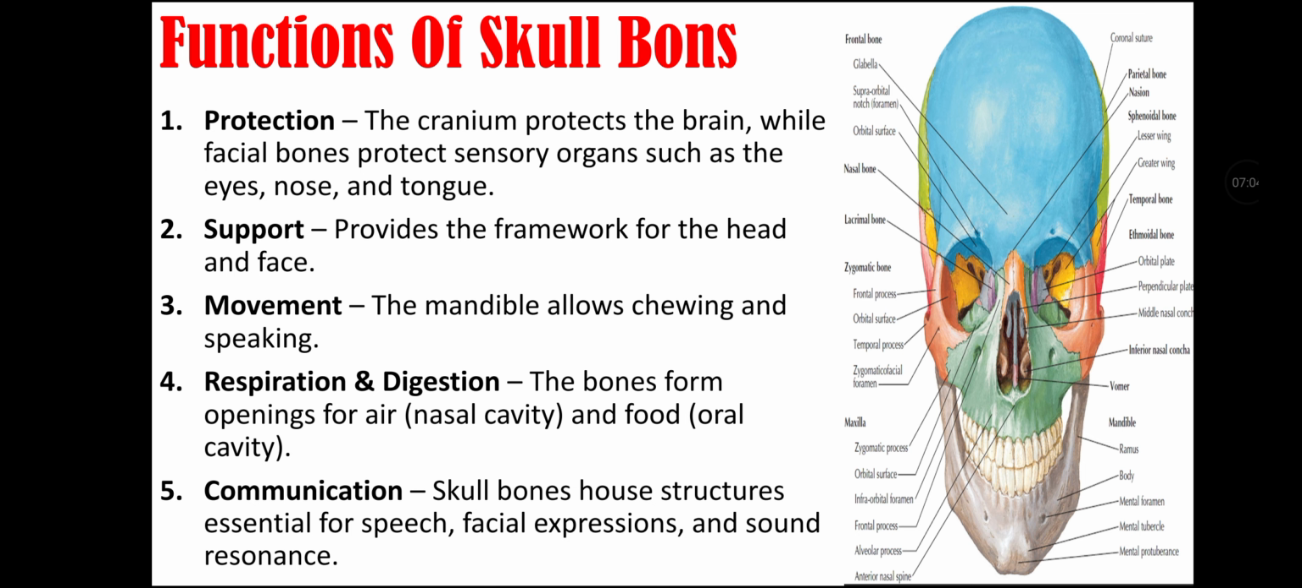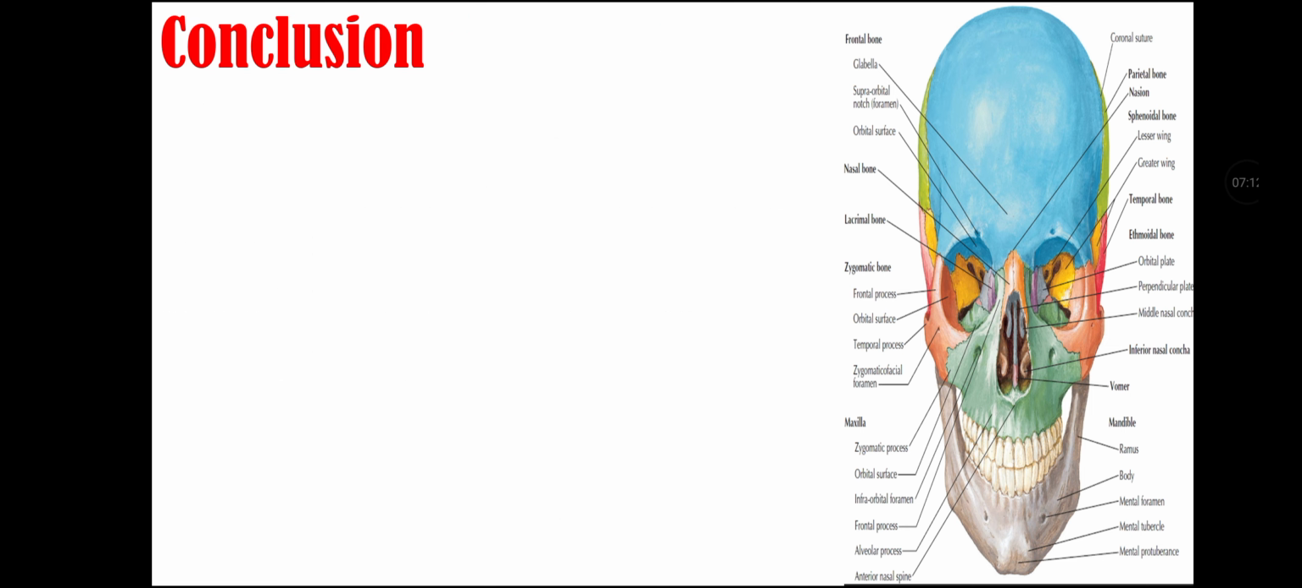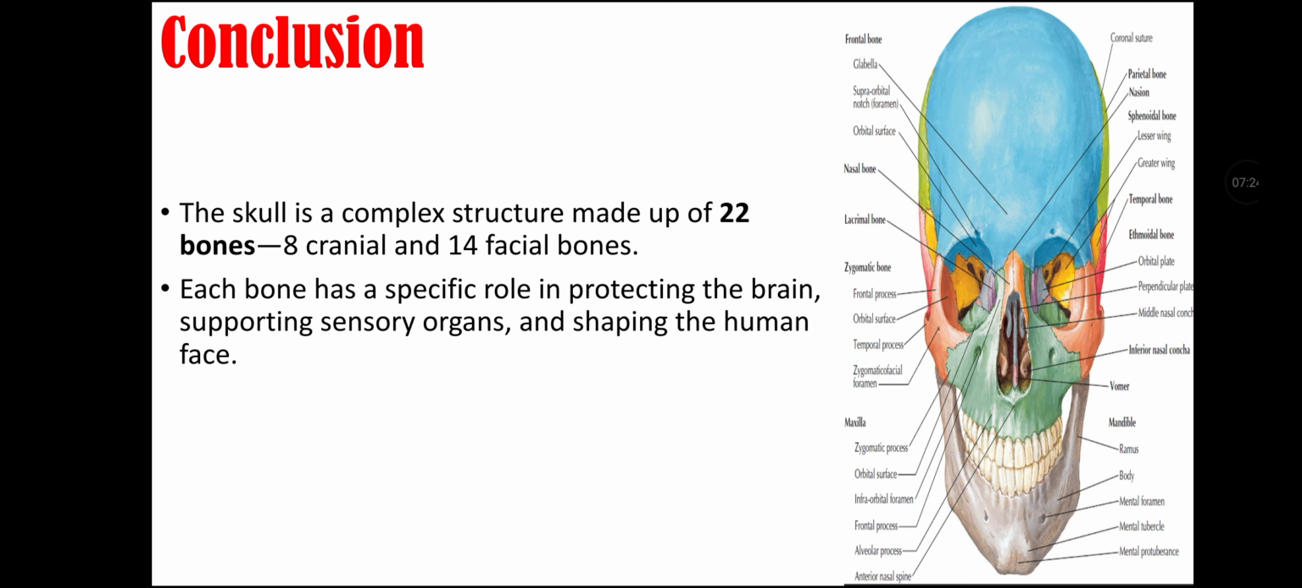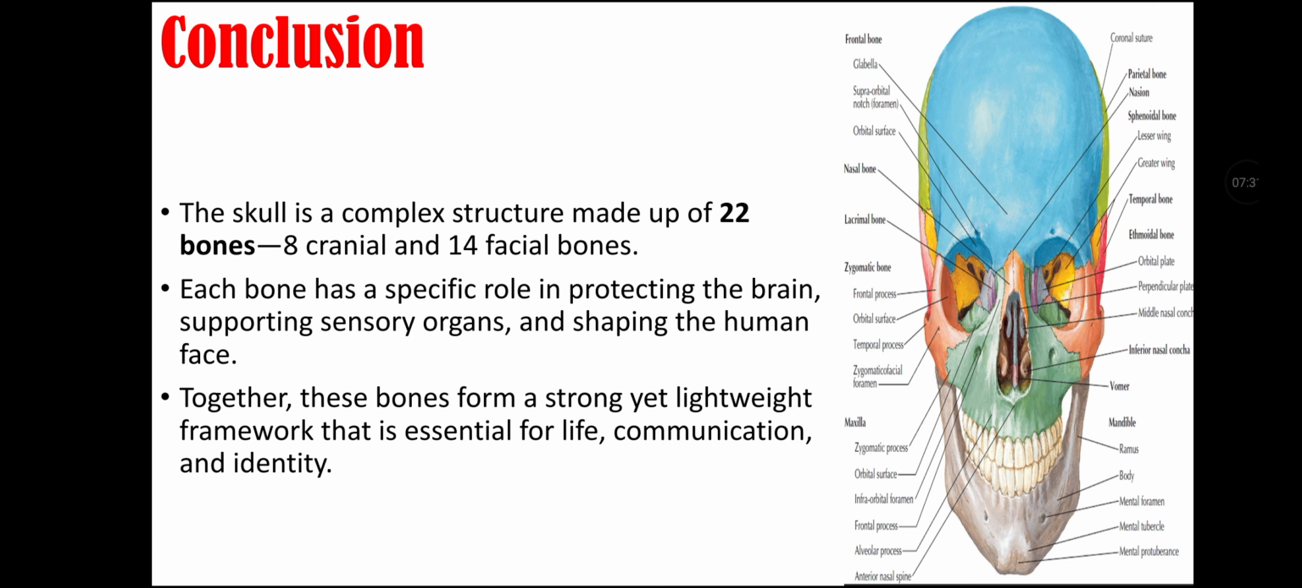Fifth function of skull bones is communication, as skull bones house structures that are essential for speech, facial expression, and sound resonance. Conclusion of this lecture video. The skull is a complex structure made up of 22 bones, of which 8 are cranial bones and 14 are facial bones. Each bone has a specific role in protecting the brain, supporting sensory organs, and shaping the human face. Together, these bones form a strong yet lightweight framework that is essential for life, communication, and identity.